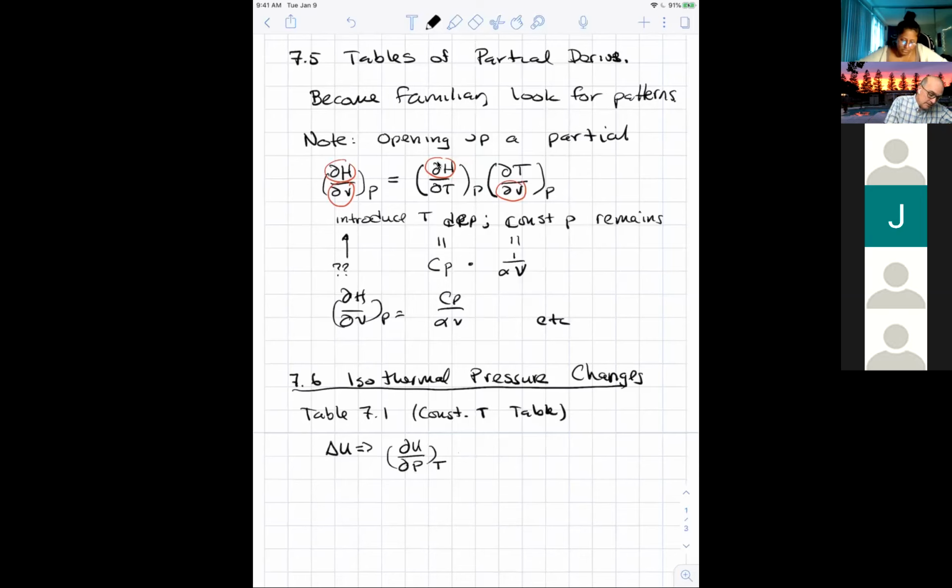Okay, if you look at the table for this, this is minus alpha T plus kappa T P, and I'm using the label name rather than the physical name for these things because it's faster. So delta U is going to be the integral of that partial, which is the integral from P1 to P2 of minus alpha T plus kappa T P, times V, dP.